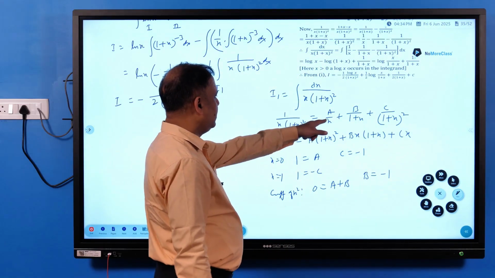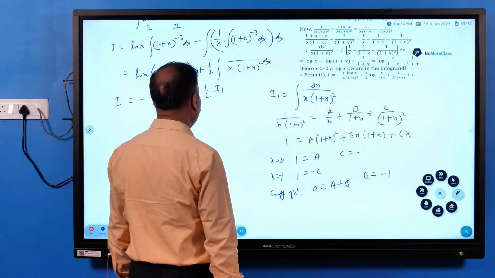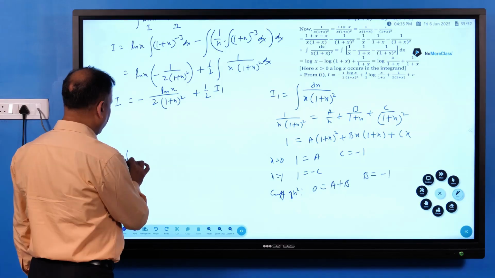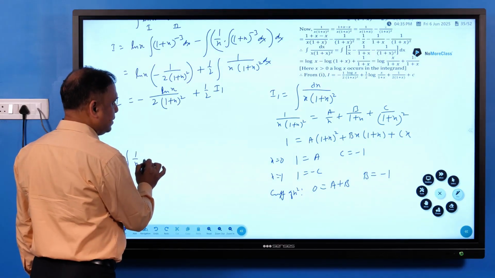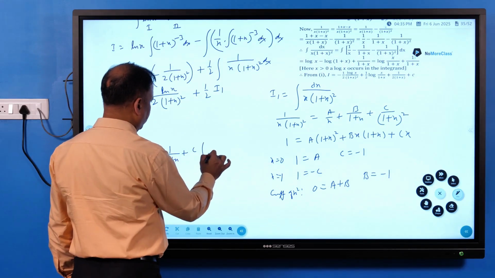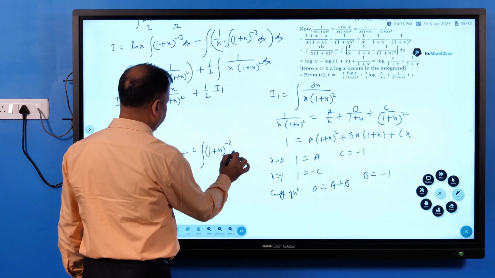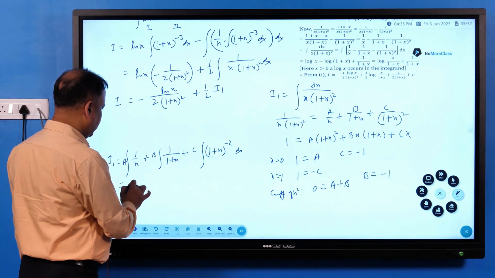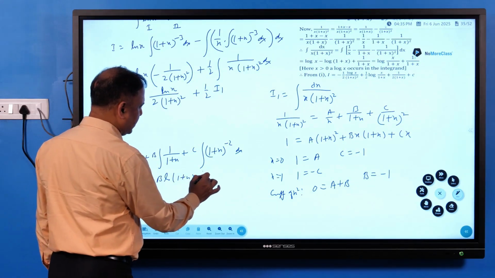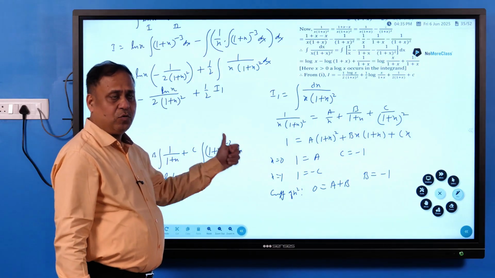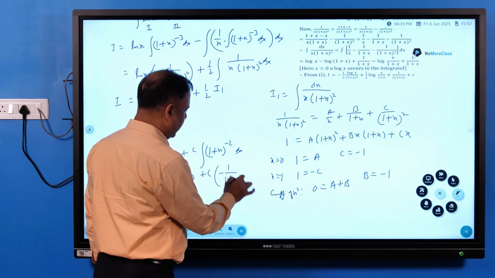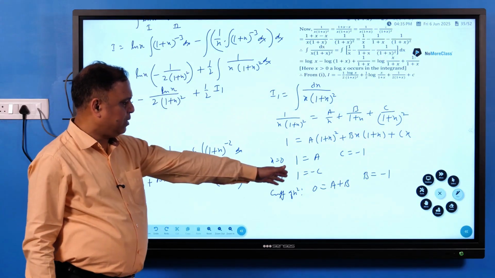So this integral will change into this form. So I1 is equal to integral of a into 1 upon x plus b into 1 upon 1 plus x plus c into 1 plus x raised to the power minus 2, dx will be there everywhere. So this will be a log x plus b log 1 plus x plus c into 1 plus x raised to the power minus 2 plus 1 upon minus 2 plus 1. So it will be minus 1 upon 1 plus x. Put these values here along with the a, b, c.